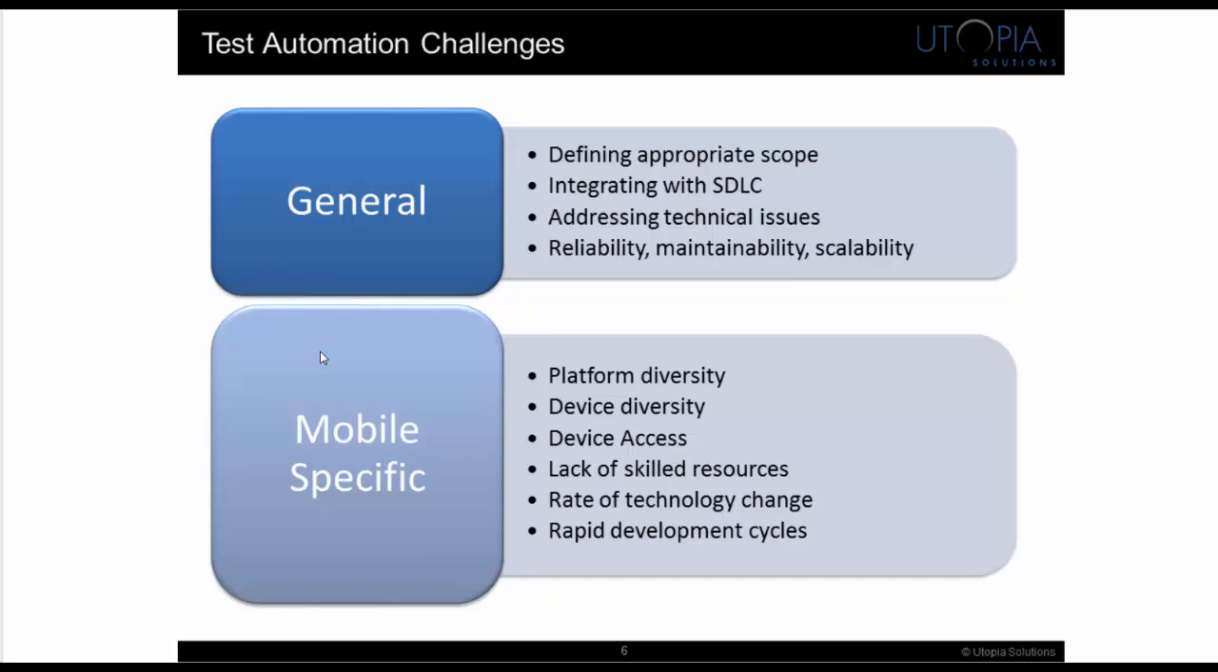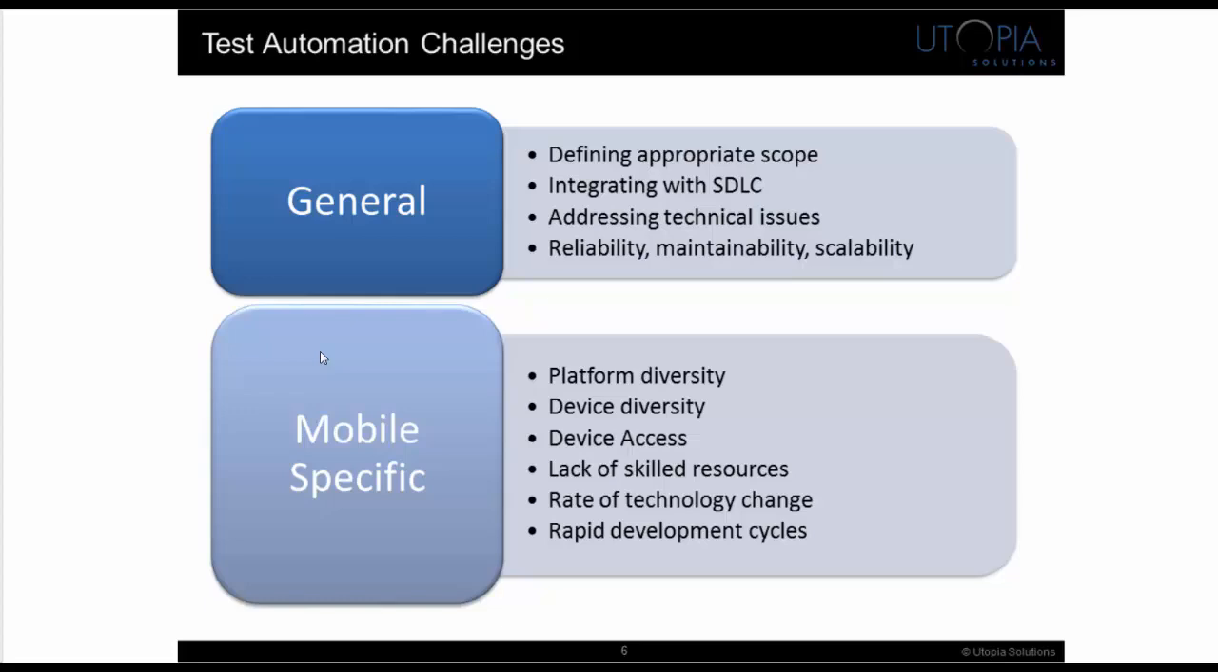But before we look at the individual components, let's look at some of the challenges that we're going to face. I think that will give us a good foundation. Certainly the general test automation challenges still apply. You still need to get the scope right, still need to make automation part of the way you develop and test software versus some separate task that happens at the end.